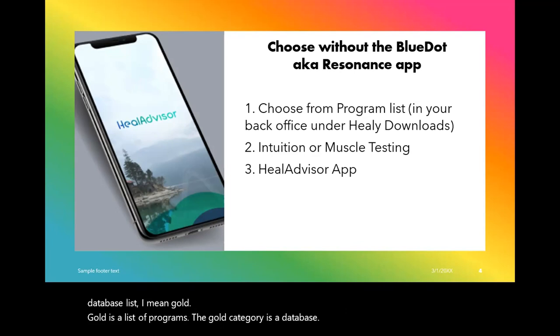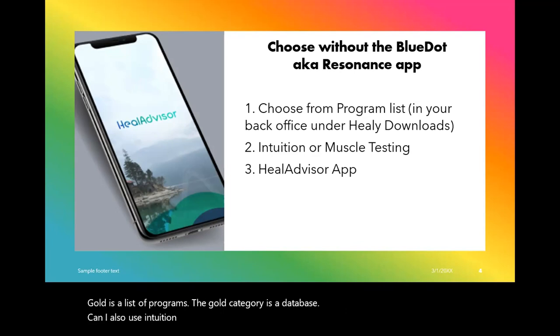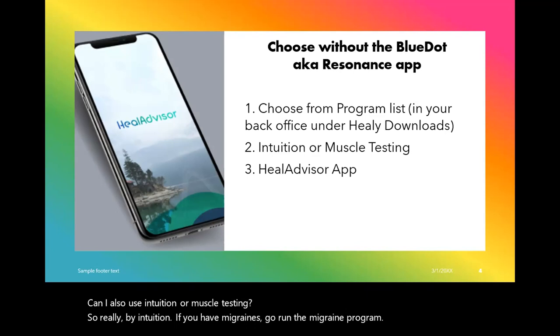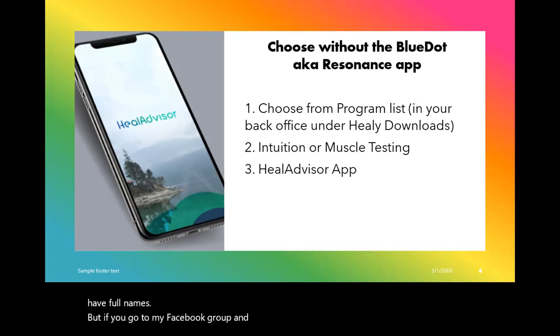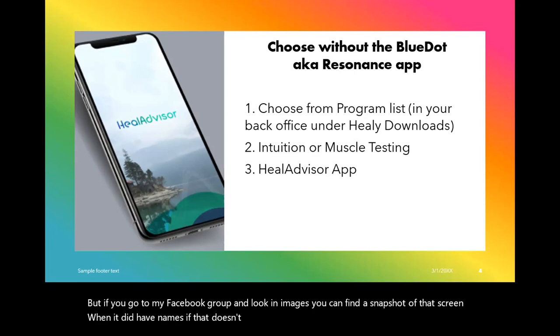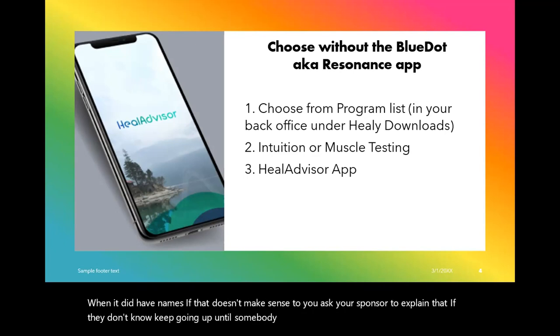You can also use intuition or muscle testing. By intuition, if you know you have migraines, go run the migraine program. I pause as soon as I say that, because that is on the stimulation page, and those don't have full names. But if you go to my Facebook group and look in images, you can find a snapshot of that screen when it did have names. If that doesn't make sense to you, ask your sponsor to explain that. If they don't know, keep going up until somebody does, because that's very important.